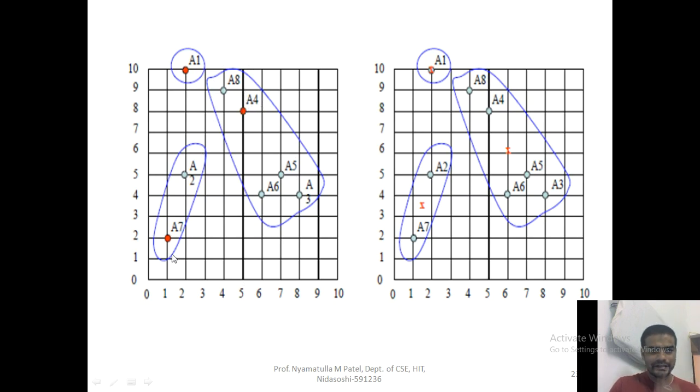So A2 and A7. A7 is a seed point or it is a center point. So A2 value is 2, 5. A7 value is 1, 2. Now this is the case.